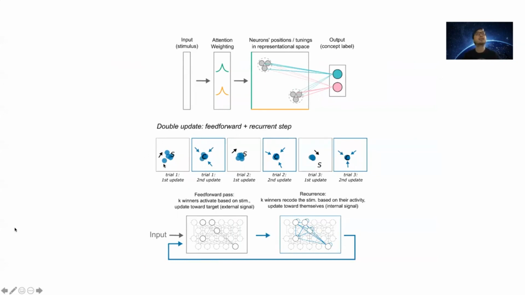So instead of just having this simple clustering update rule, where on the first trial you have a stimulus and K winners move towards the stimulus, we have an extra recurrent step. So this is where the K winners will move towards each other. And you can see that with this recurrence, over time, the K winners will stick very closely to each other and form something like a set of concept cells or place cells, with very selective tuning.